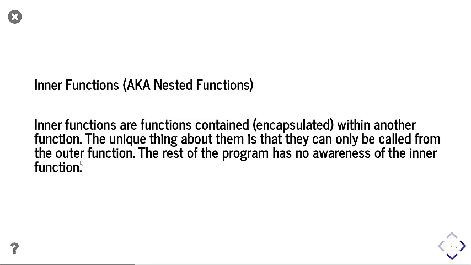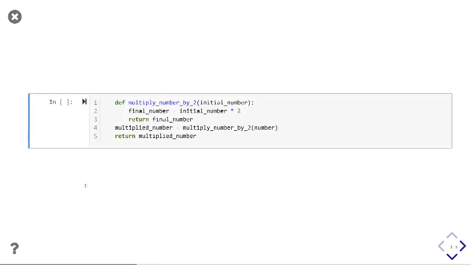The unique thing about these kinds of functions is that by encapsulating them within another function, they can only be accessed or called from the outer function. The rest of the program has no awareness and no access to the inner function. So here's an example of an inner function.